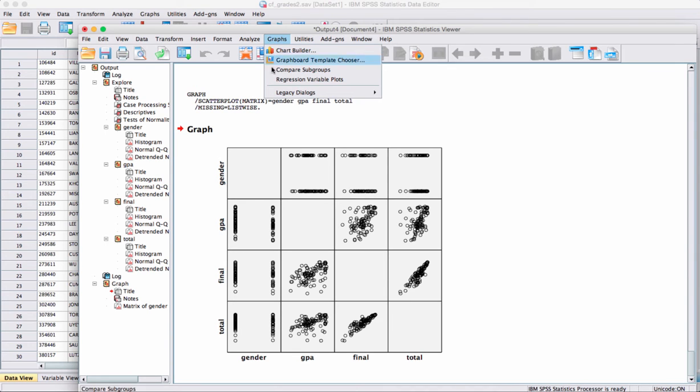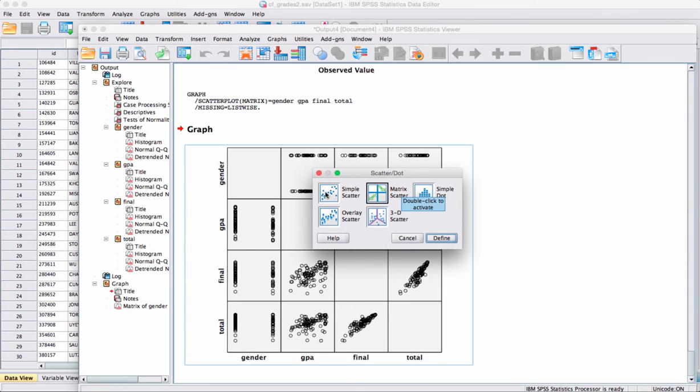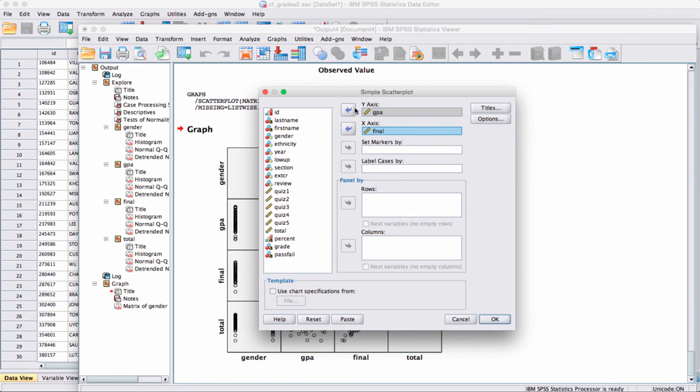So let's go up to Graphs, Legacy Dialogs, Scatter/Dot, and then we're going to go to a Simple Scatter plot and we're going to define it. The two variables that we're going to work with again are GPA and final. So I'll put GPA on the x-axis and final on the y-axis. It really doesn't matter. You can do these interchangeably because the relationship will stay the same. And then we can click on OK.